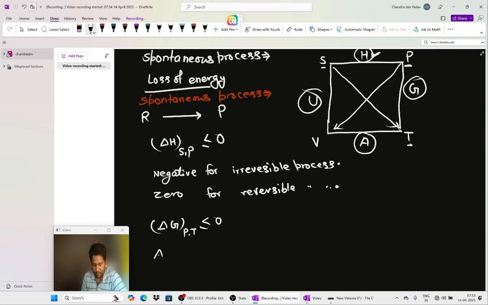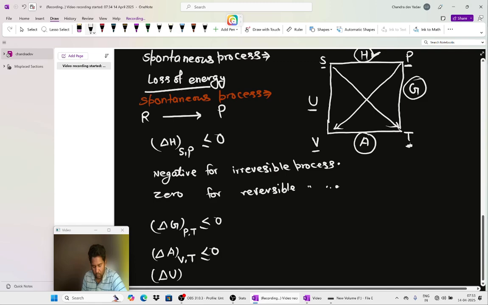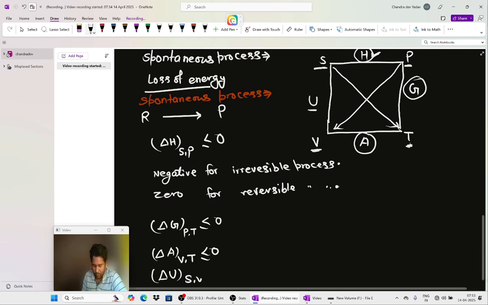Same for change of Helmholtz energy: volume and temperature should be constant. Then the value of delta A should be negative or equal to 0. And for internal energy, delta U at constant entropy and volume should be less than 0 or equal to 0. This is the condition of spontaneity.